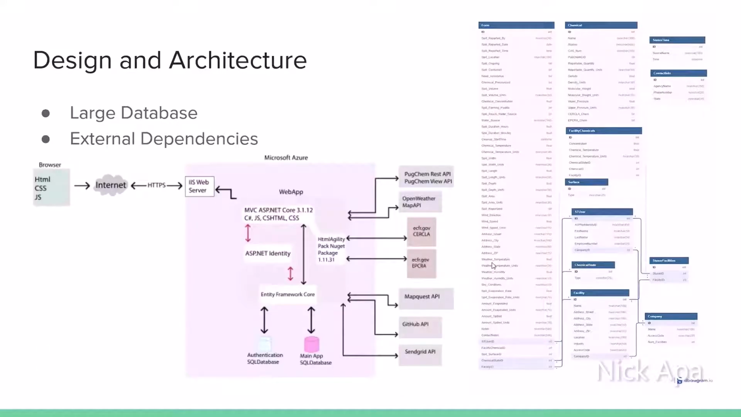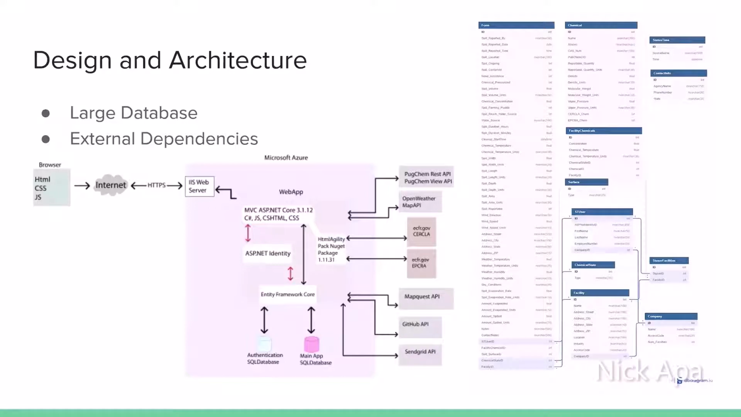Design and architecture. We had a pretty large database. I think probably one of the biggest ones out of all of the groups. On the right, we can see here forms, which is probably about 50 lines long. It means we had 50 different attributes that we're storing for one entity. We also kept track of chemicals, facility chemicals, users, the facilities, companies, and a few other little connecting tables.